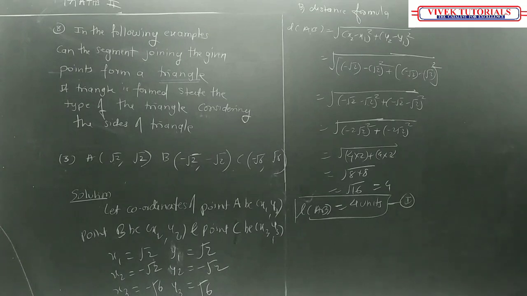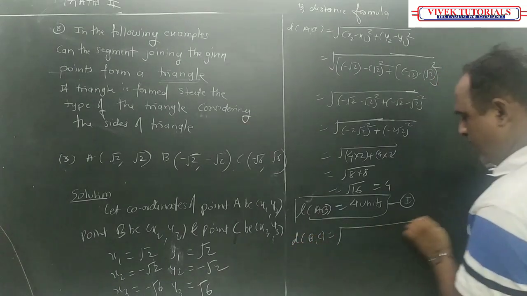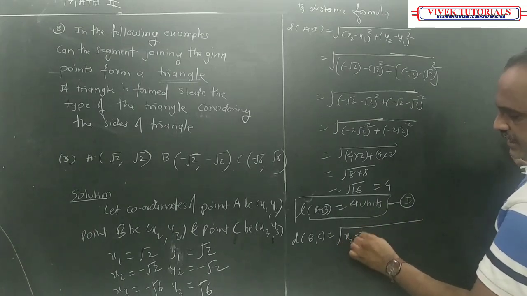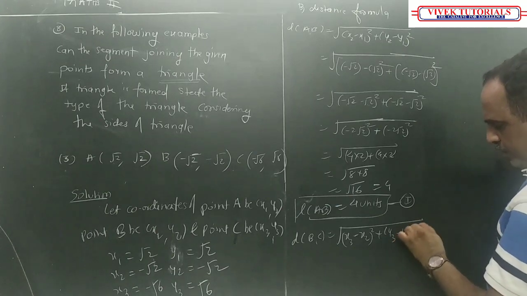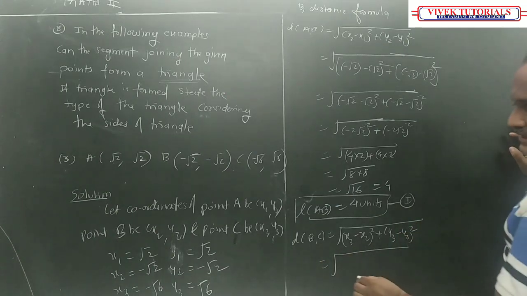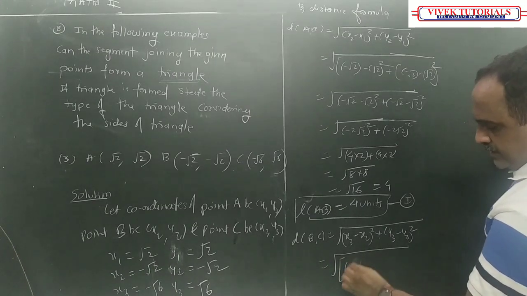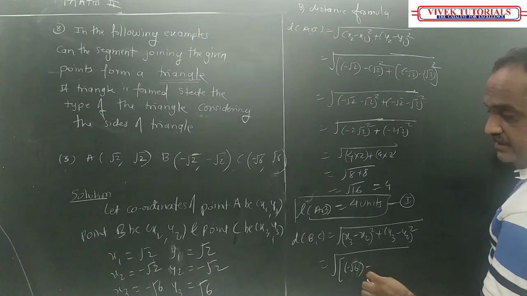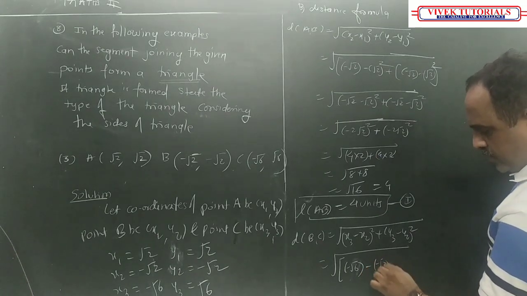Then, same way, distance BC is equal to under root x3 minus x2 the whole square plus y3 minus y2 the whole square, which is equal to under root x3. X3 is nothing but minus root 6 minus minus root 2 the whole square.